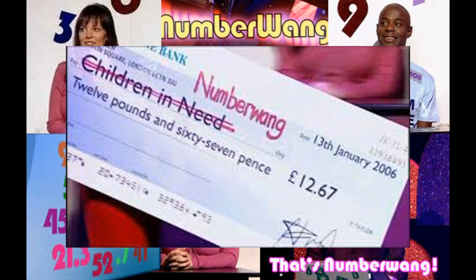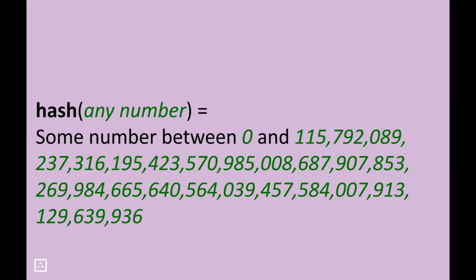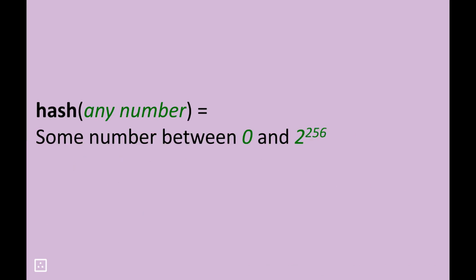Good. Part 2. Cryptographic hash functions are sometimes treated as mystical objects. They're not. A hash function is just a function that takes integers and returns other integers, just like the Fibonacci sequence function or the factorial function. SHA-3-256 is one cryptographic hash function that takes any number you give it and returns an integer between 0 and about 1/10 of a tridecillion. If you know your powers of 2, maybe you'll recognize this as 2 to the power of 256.